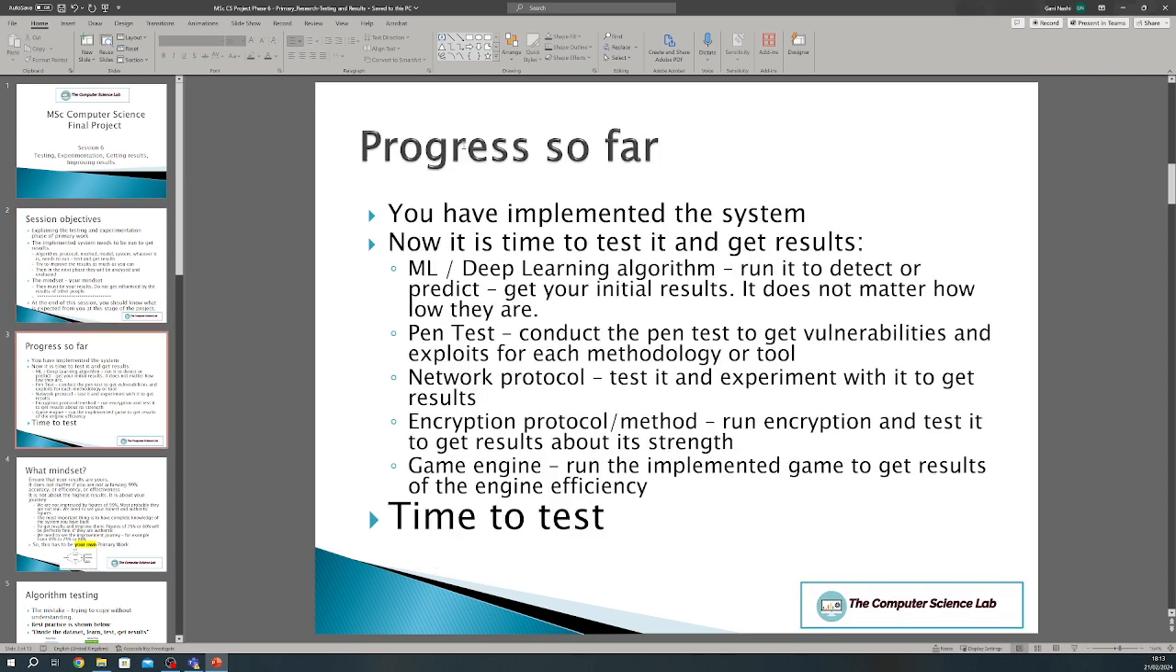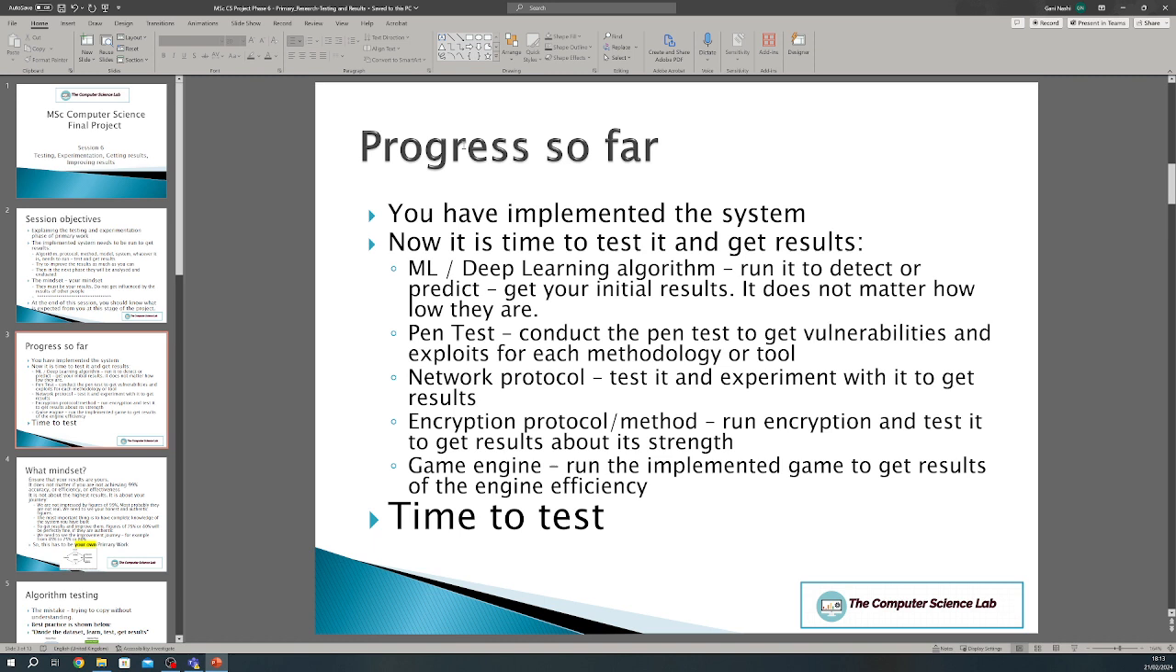So again, progress so far. What have you done? What have you achieved so far? You have implemented the system, as we explained in the previous session. And now it is time to get some results. For machine and/or deep learning projects, you run the algorithm to detect or predict something and then get your initial results. It doesn't matter how low they are or how bad they look, because you have the time in front of you to improve them and get better results.